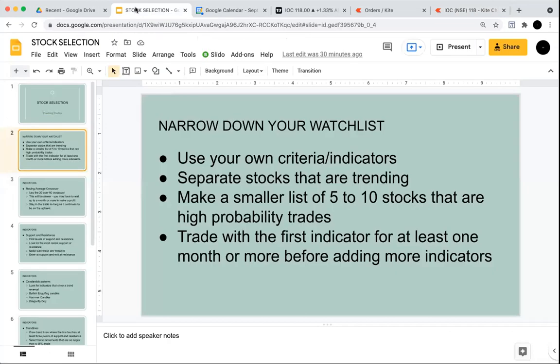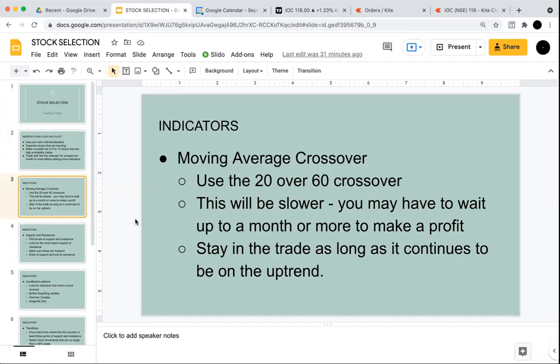After you narrow down your watch list, okay, here's the first indicator. All right, and I've already given this moving average crossover. Use the 20 over 60, right? This will be slower. Okay, you may have to wait a month or longer for that to work. But stay in the trade as long as it continues to be on the uptrend.